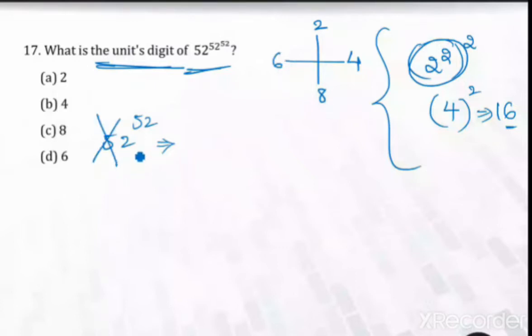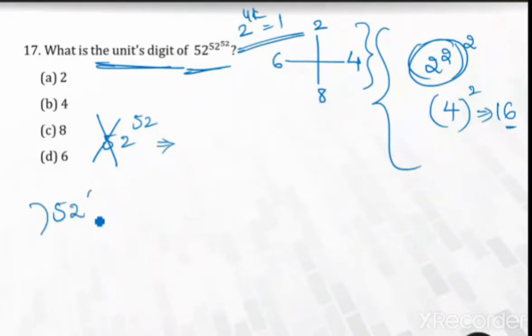Now, what is the power cycle for 2? 2 power 4k is equal to 6. Every 4 powers the cycle repeats again. So what do I have to do? I have to divide by 4. 4 threes are 12, leaving a remainder of 0.